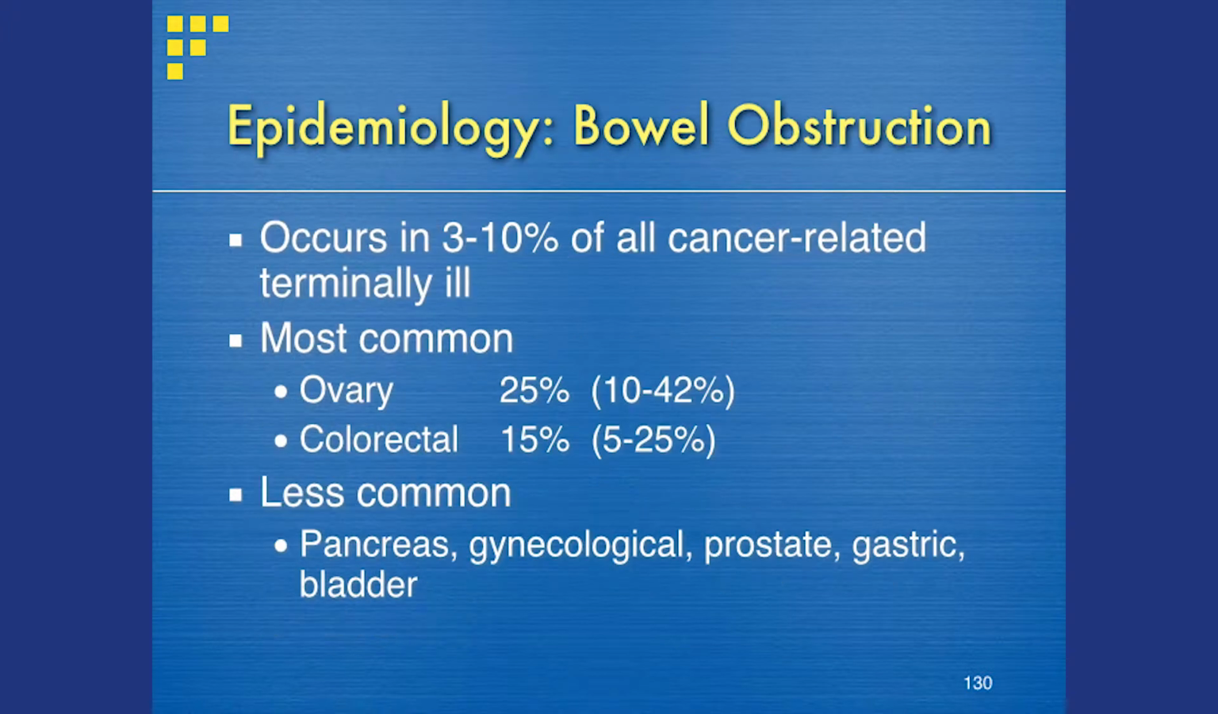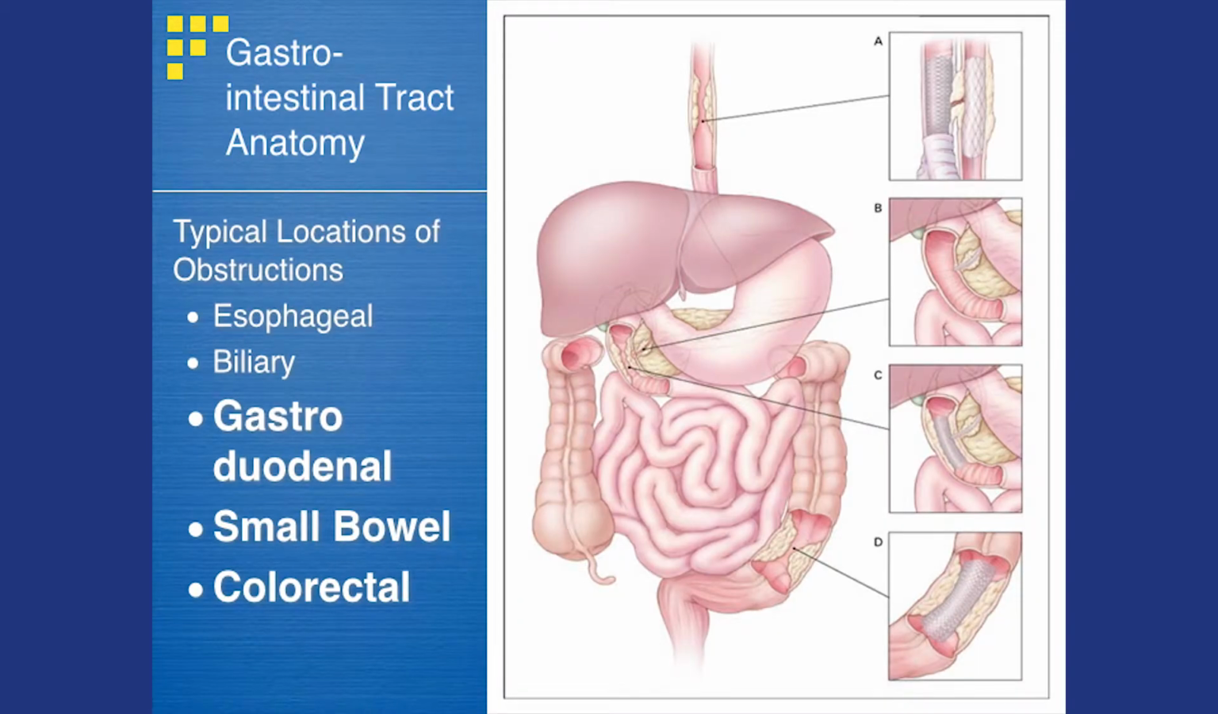This occurs in somewhere around 5% of cancer-related terminally ill patients, most commonly with ovary and colorectal. That's not a surprise. The disease is in the abdomen. That's where the trouble is, but it occurs in other cancers as well. It can occur anywhere in the GI system. Primarily, I'm going to talk about intestine, so from gastric outlet to the end of the tube.